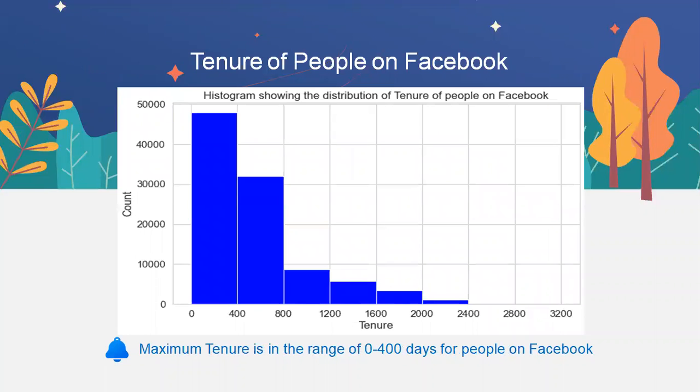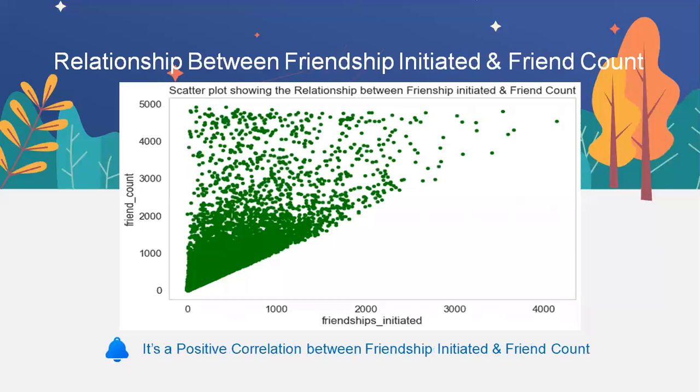Next is the tenure of people on Facebook. The maximum tenure is in the range from 0 to 400 days, and that too with around 47,000 people falling under this tenure group. Now, the relationship between friendship initiated and friend count is a positive correlation, as shown by the scatter plot. The scatter plot is showing the positive correlation between these 2 columns.